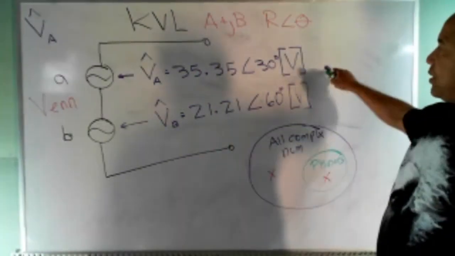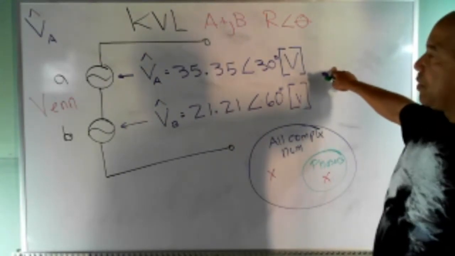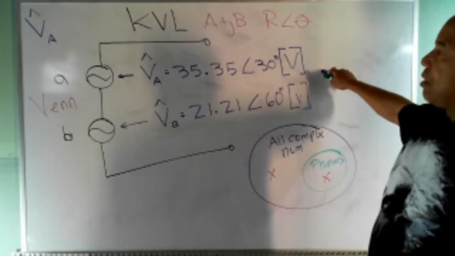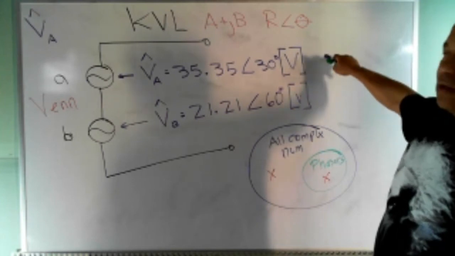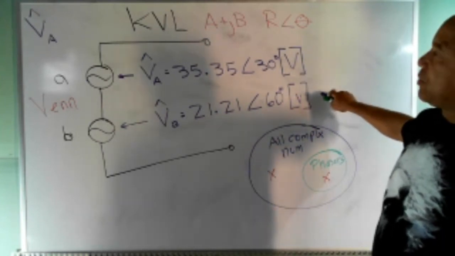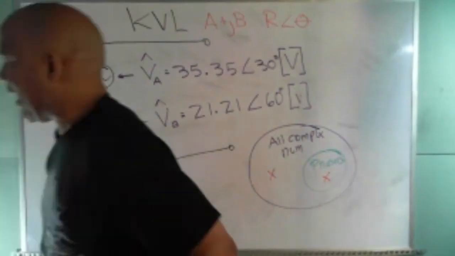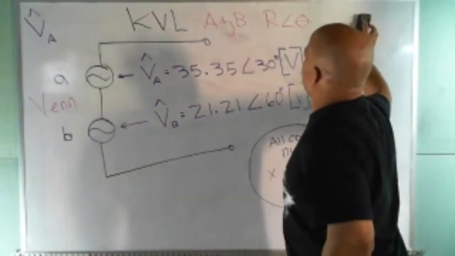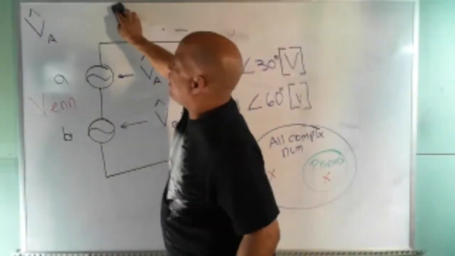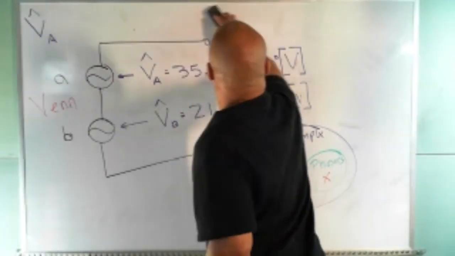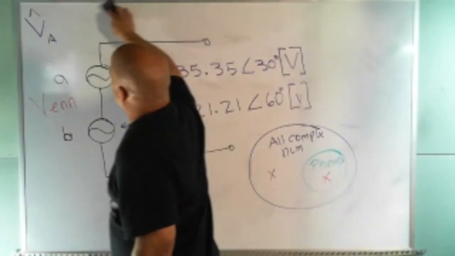So if I want to do this, what I've got to do is convert this over to rectangular form. Both of these voltages have to be expressed in rectangular form. I don't know if you remember how to do it. It's been a little while, but after the lab you did, you guys should be experts at this stuff by now.